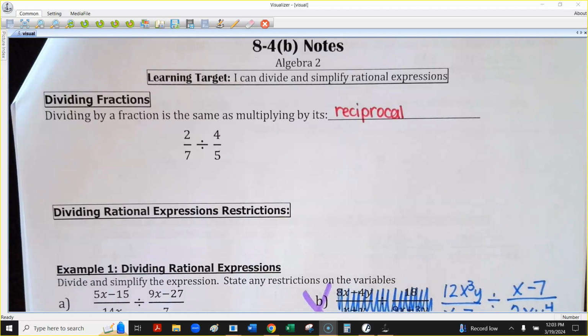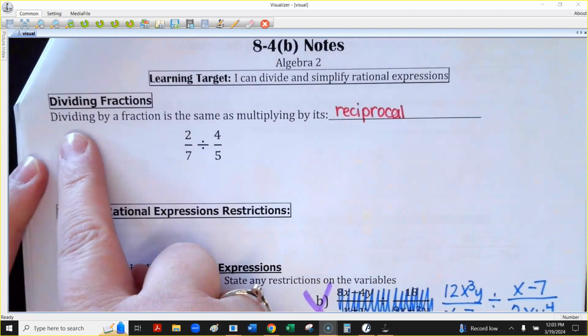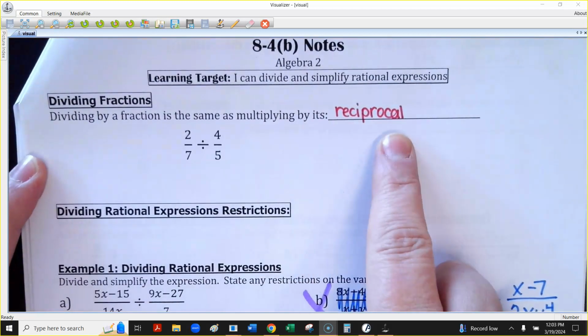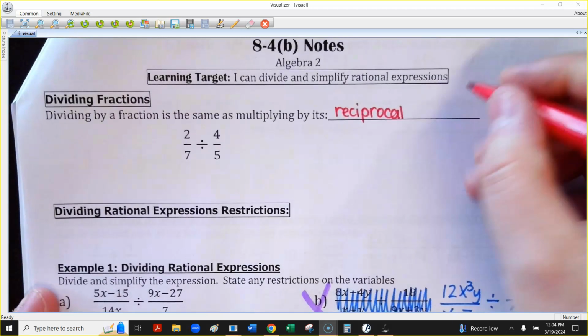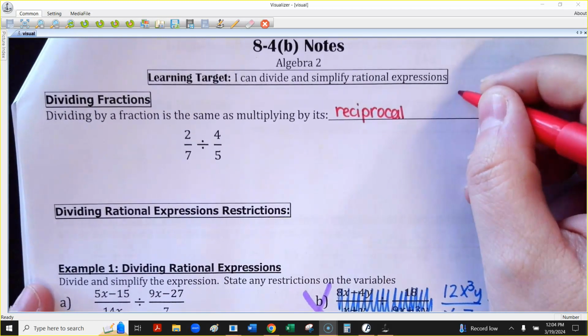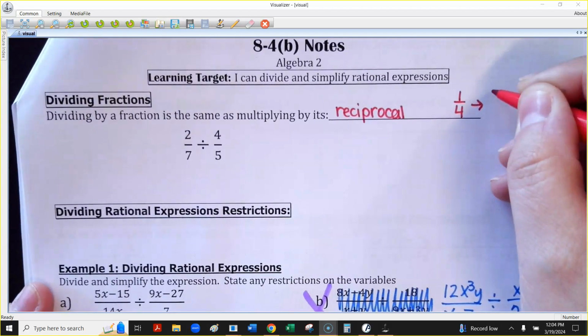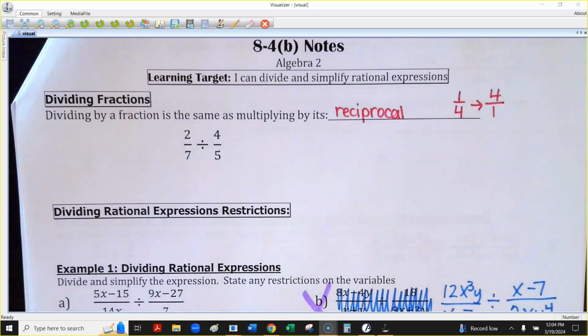What we did yesterday, we just multiplied, straight across the top, straight across the bottom. If you divide two fractions, here's what I wrote: dividing by a fraction is the same as multiplying by its reciprocal. A reciprocal of a fraction, like if I had, just as an example, 1/4, its reciprocal, you just literally flip it over. That would be 4/1.